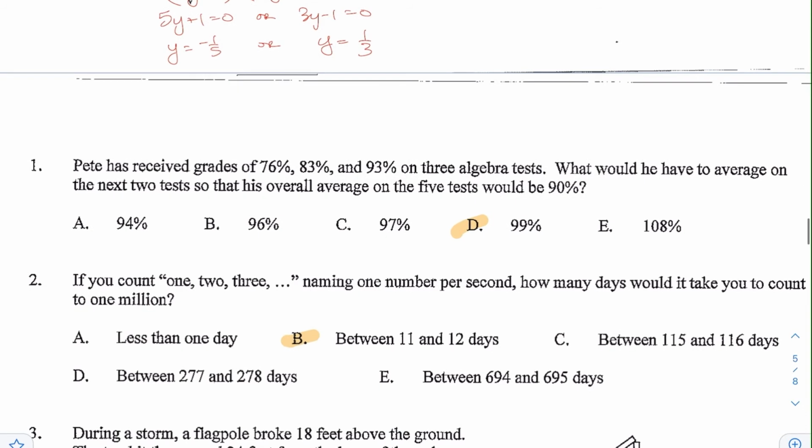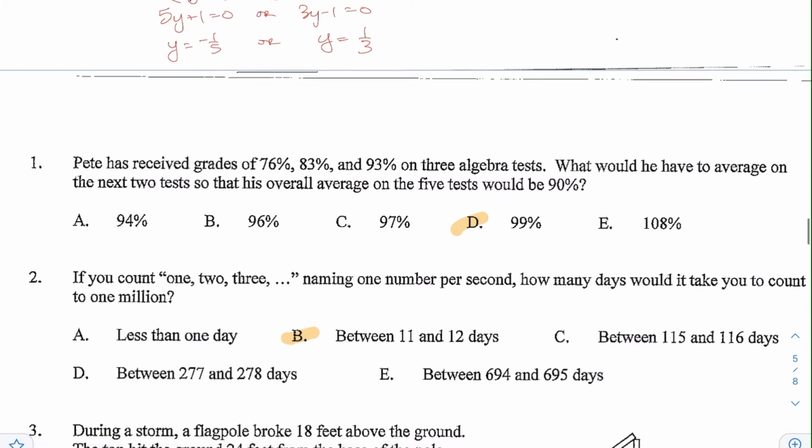All right, next for number 1, Pete has received grades of 76, 83, and 93 on 3 algebra tests. What would he have to average on the next 2 tests for his overall average of the 5 tests to be 90? So remember here that average is equal to the total divided by the number of data. So you want an average of 90. So the average of 5 is equal to 90, which is going to be the total of all 5 divided by 5. So in this case, if you multiply by 5 on both sides, you know that the total has to be 450.